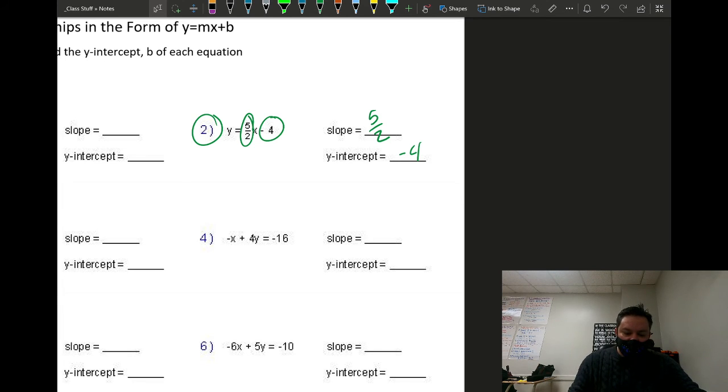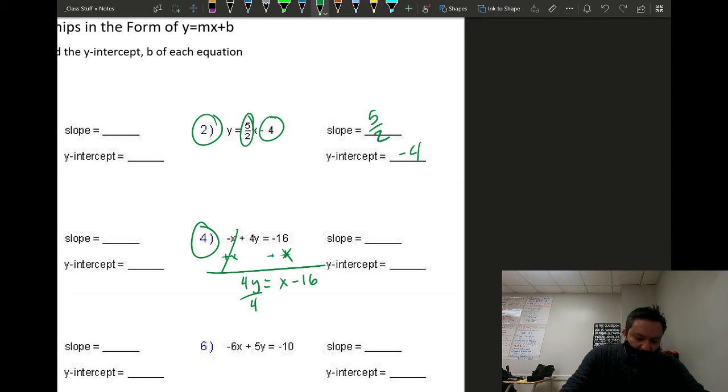So we have to solve for y. Let's look at number 4. I have to move the x to the other side, so I'm going to add x. Add x. So this cancels out, and I have 4y equals x minus 16. I still don't have y by itself. I'm going to divide both things by 4 separately, because x and a number are different things. So it's going to be y equals 1/4 x minus 4. So my slope for that one is going to be 1/4, and my y-intercept will be -4.